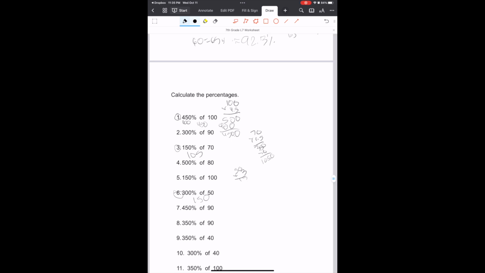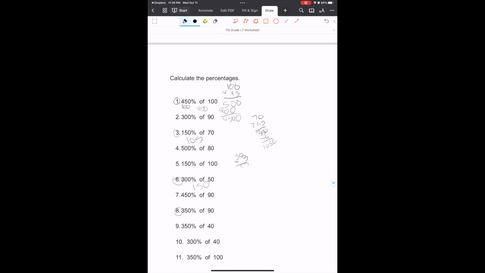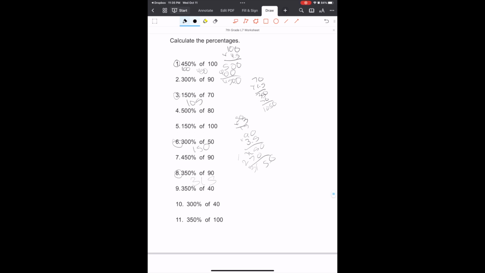And then number 8, 350% of 90. That's just 3.5 times 90. So you get 315 for number 8. And then finally number 11, 350% of 100 would just be 350, because we're already using 100 as a base. And we can do 10 as well. That's just 40 times 3, which is equal to 120.